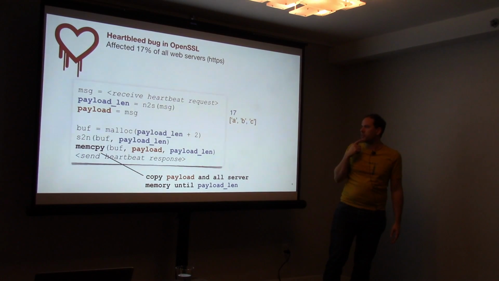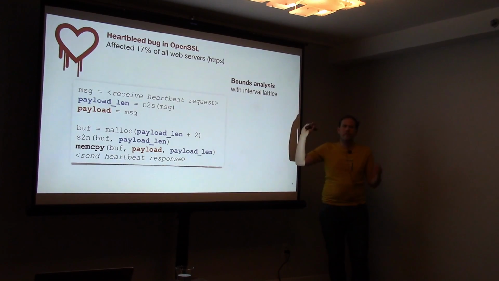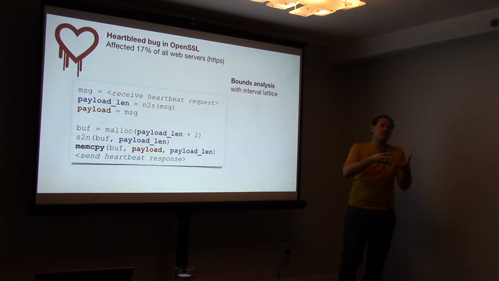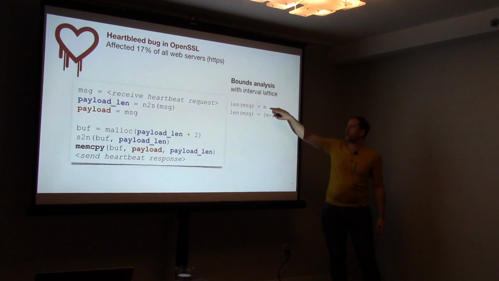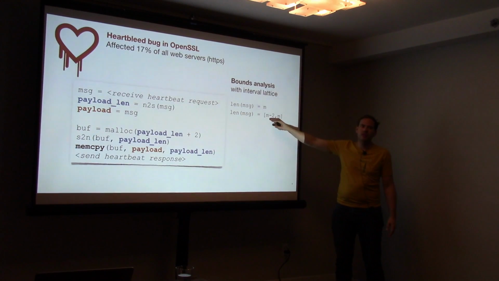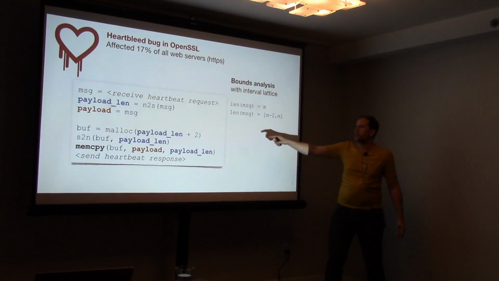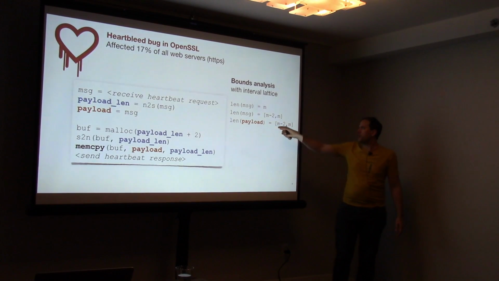So let's go back to the heartbeat bug. One thing we could have done here was advanced analysis. We could try to figure out what is the size of the buffers that we read from and write to, and are they big enough for the memcpy operation down here. Let's say the length of the incoming request is m, then the length of the payload is m-2 to m, so this is an interval. We don't know exactly how big it is, and that's because this n to s function sometimes removes 2 bytes. Doesn't matter why. The length of the payload here is, of course, the same, because they're just aliases. So the length of the payload is m-2 to m.